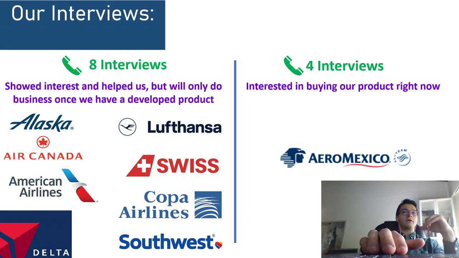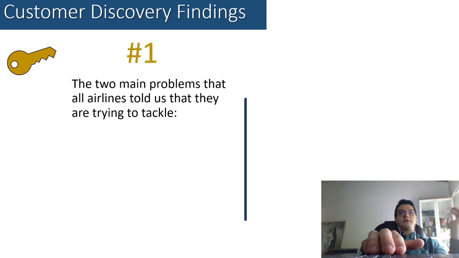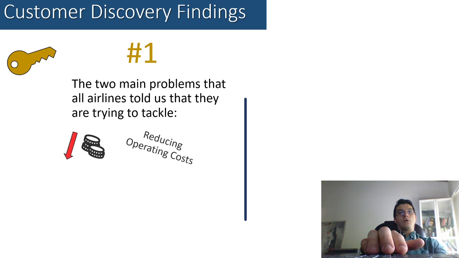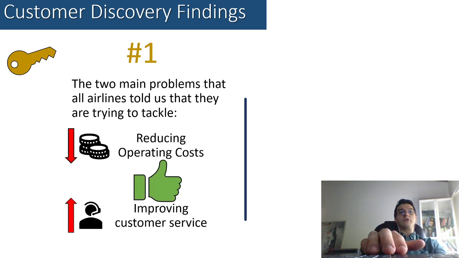And that was Aeromexico. So at that point, we're getting very deep into talking to the managers at Aeromexico, and they were very interested. And all of these airlines said that the 2 main problems they had were to reduce operating costs while improving the customer service. So our initial idea of what the problem was was totally validated.